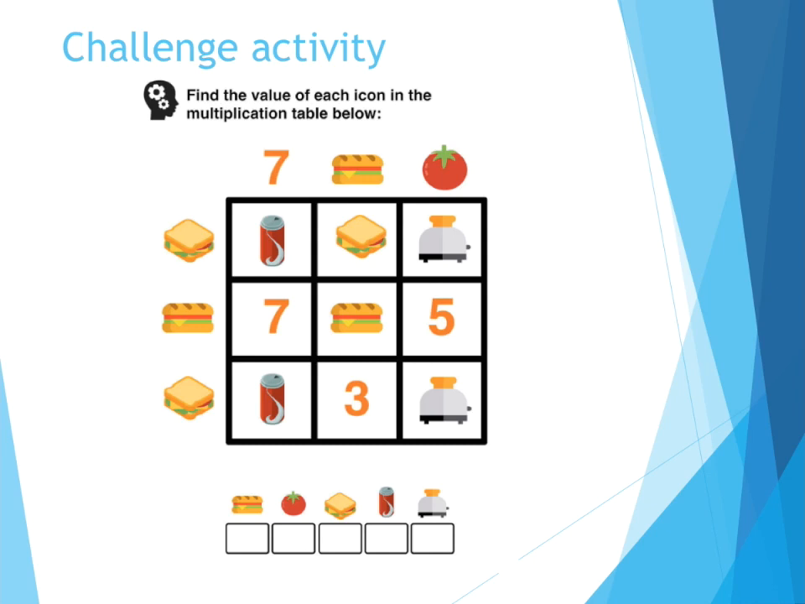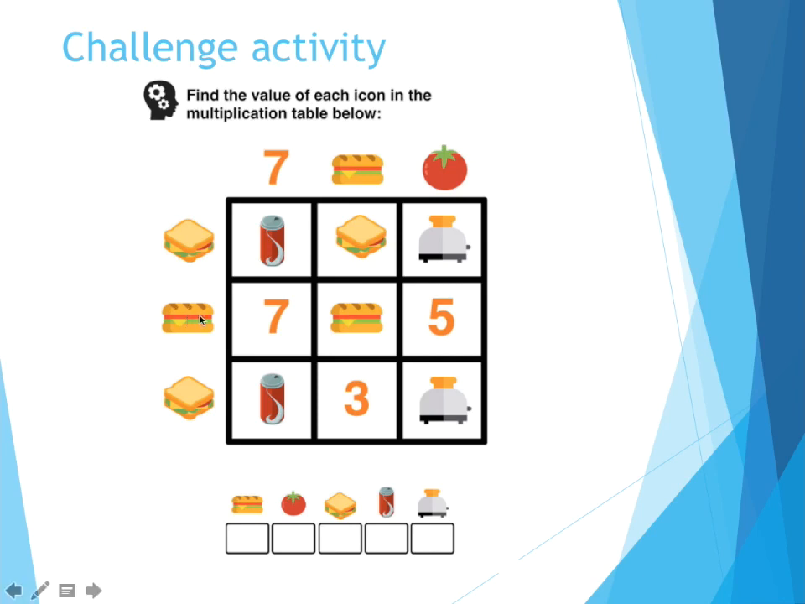So, when I first look at this puzzle, I notice the 7 here because it's a value I know, and it also has a 7 here inside the table, which means I'm multiplying something by 7 to get 7. The only thing I can multiply by 7 to get 7 is 1. That's the identity property of multiplication. So I know that this sub-sandwich has to be 1. So let's check and see, make sure that it's right.